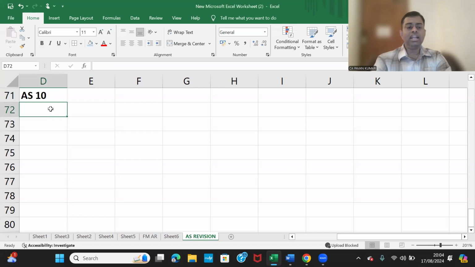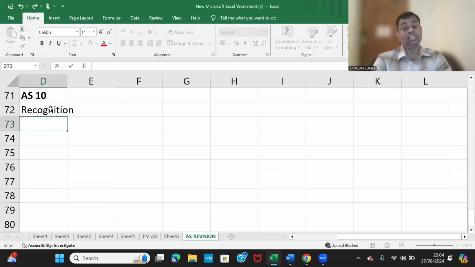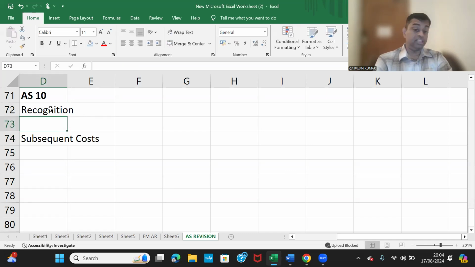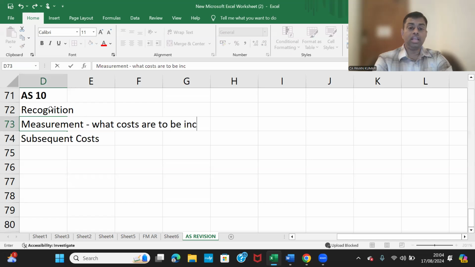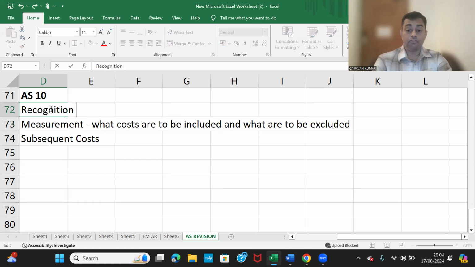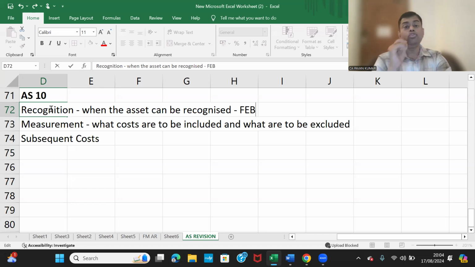Okay. So, majority of the problems on Accounting Standard 10 are based on either recognition or the second one could be capitalization of subsequent cost. And second one is measurement. What costs are to be included and what are to be excluded, and recognition when the asset can be recognized. In this, one of the very important things is FEB, future economic benefits from the asset, and the measurement.